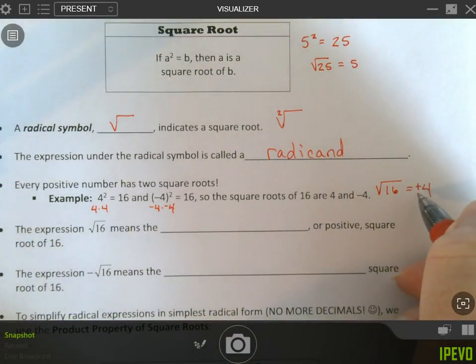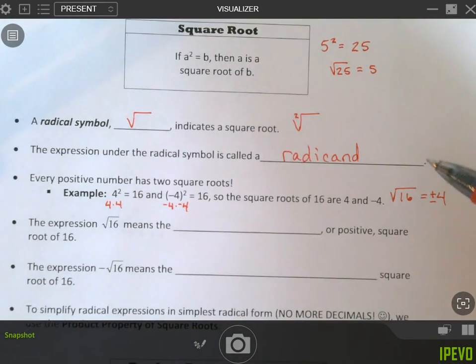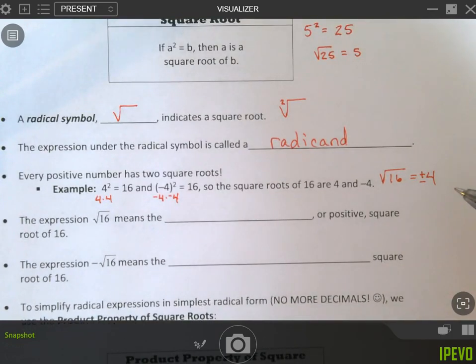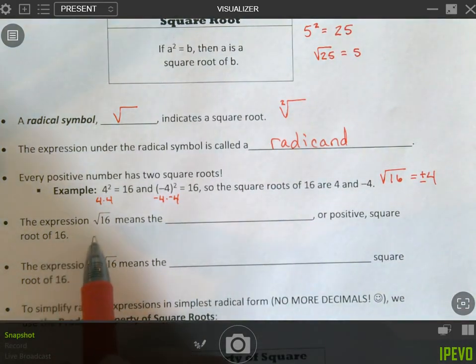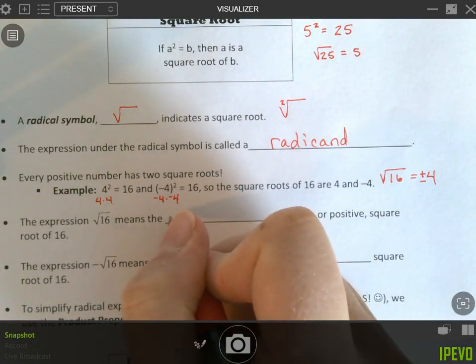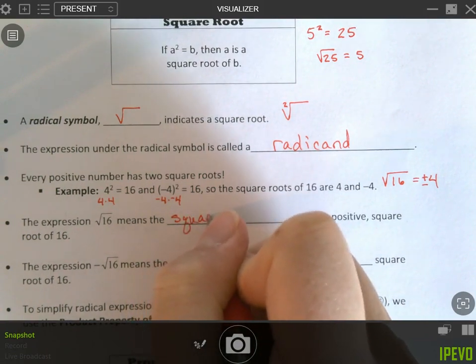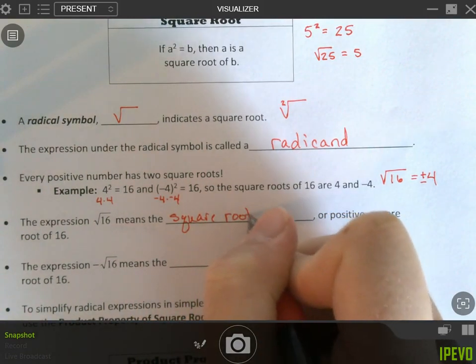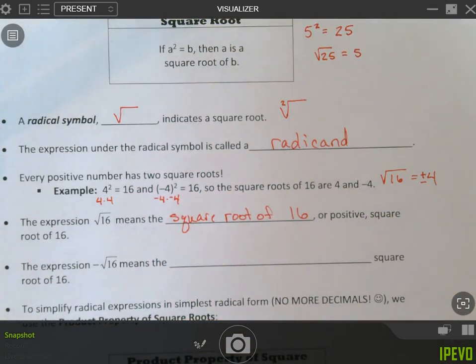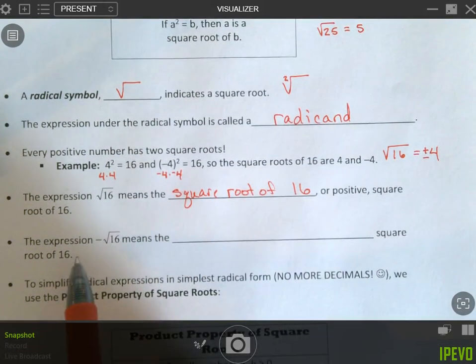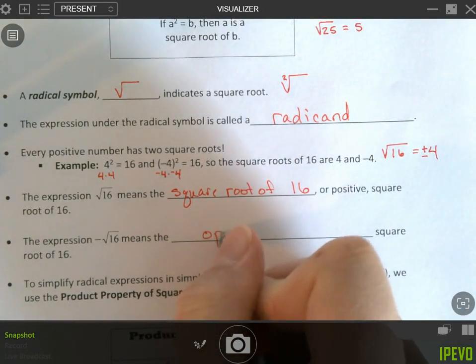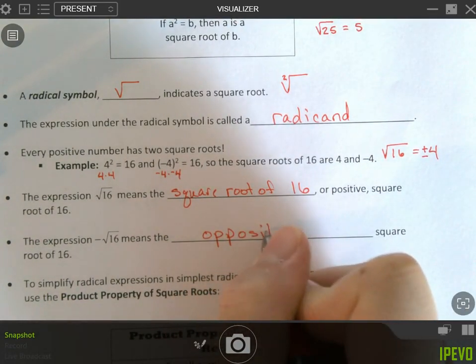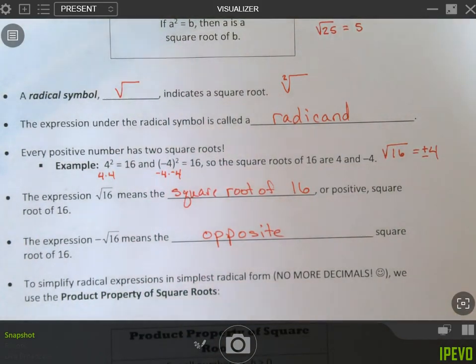So actually, when we get into this later and we're solving, every time we solve, a square root will have 2 outcomes, a positive or negative. Now, today we're only focusing on the positive or the principal root. The expression square root of 16 means the square root of 16. That's all it's saying. And we are looking for the positive square root of 16. Now, the expression negative square root of 16 means the opposite of the square root of 16. So I can have a negative sign on the outside. I just can't take the square root of a negative.